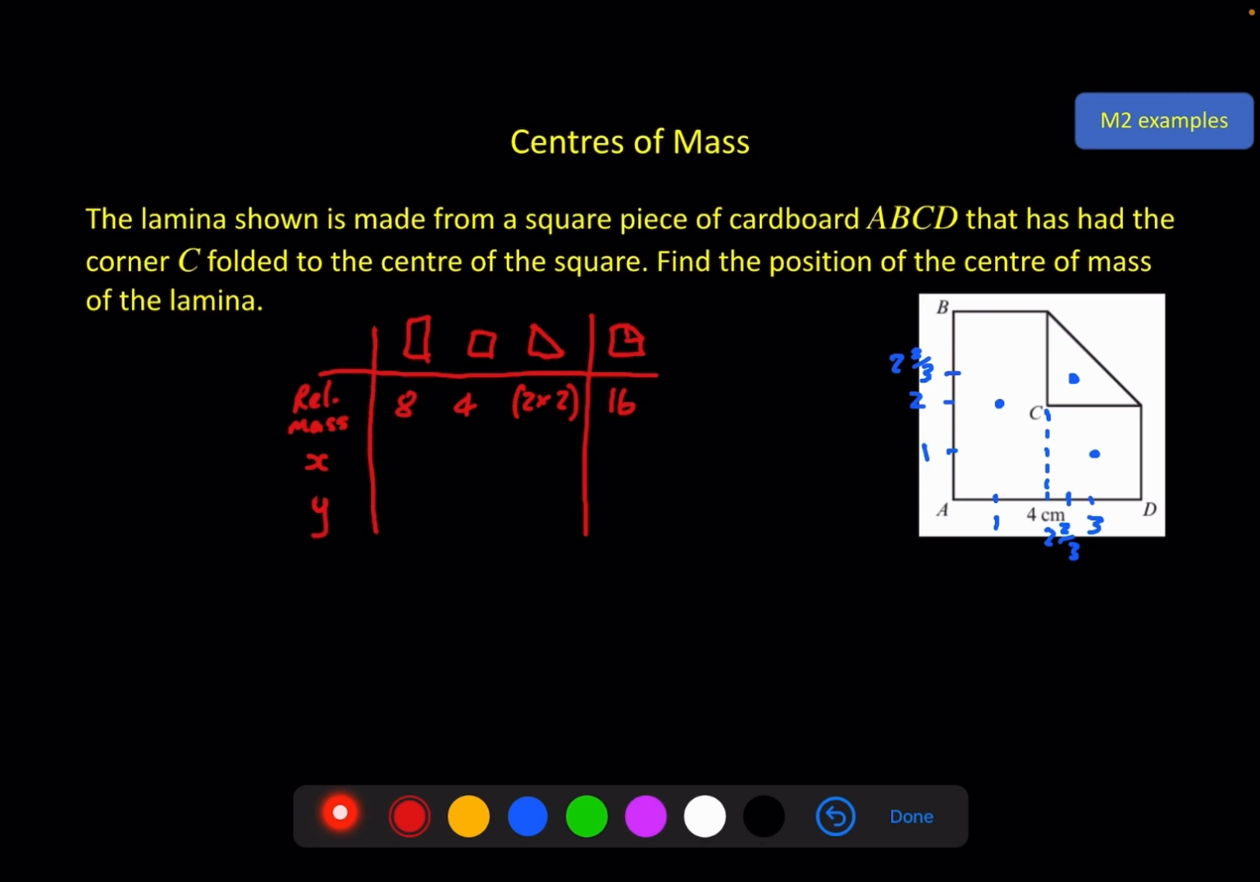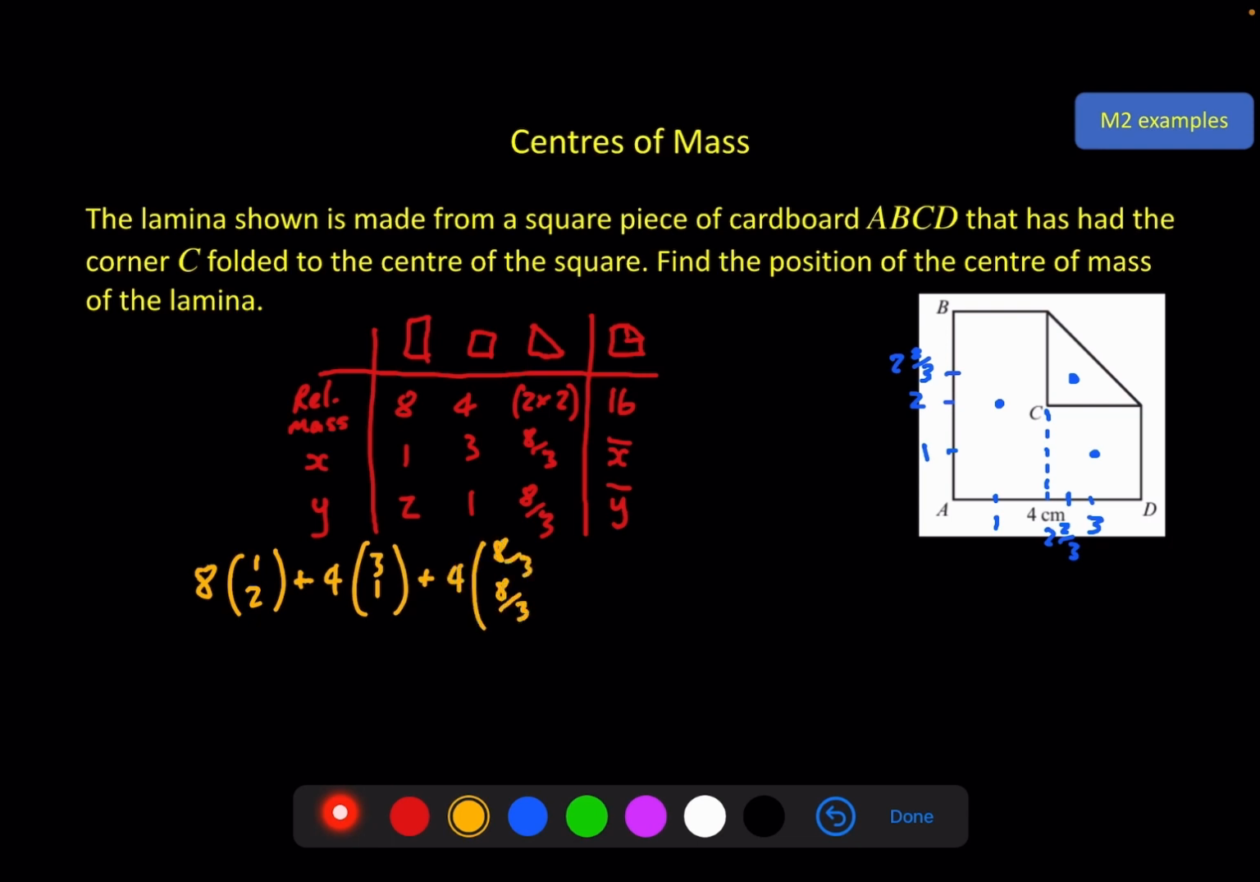X and Y coordinates of the centre of mass: 1, 2, then 3, 1, then 8 over 3, 8 over 3, and x bar and y bar. Forming my equation gives me 8 times (1, 2), plus 4 times (3, 1), plus 4 times (8 over 3, 8 over 3), equals 16 times (x bar, y bar), which gives 92 over 3, and 92 over 3.